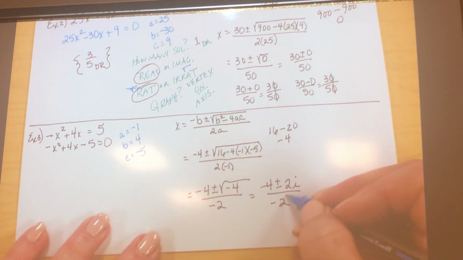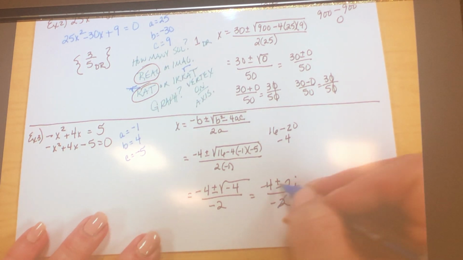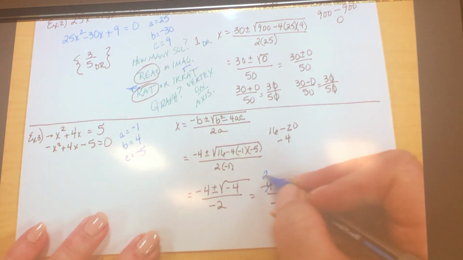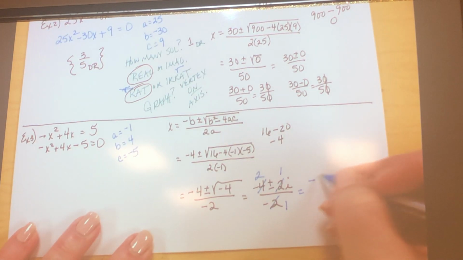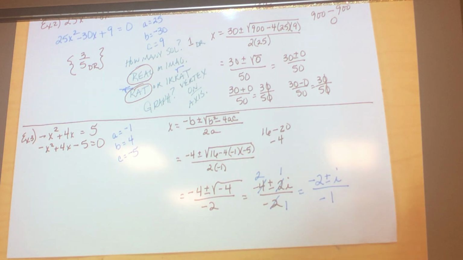So how many times does 2 go into 2? How many times does 2 go into 4? 2. How many times does 2 go into 2? Okay, so now do you agree it looks like this? -2 plus or minus 1i. You can write the 1 if you want to. Over -1. Are you with me?